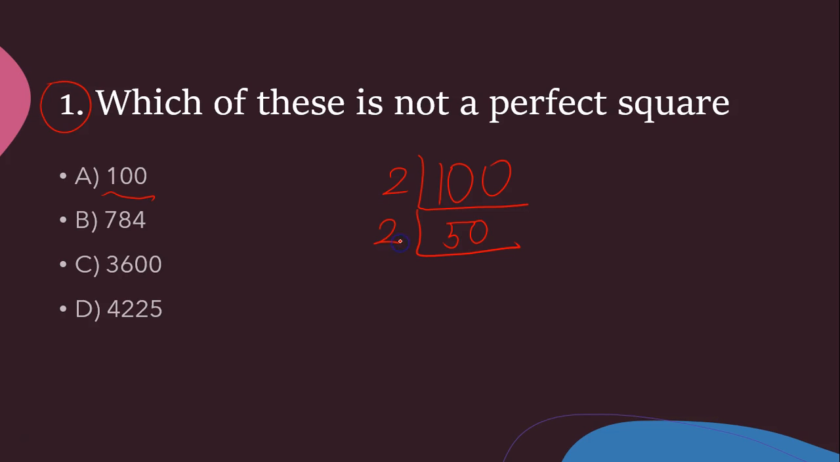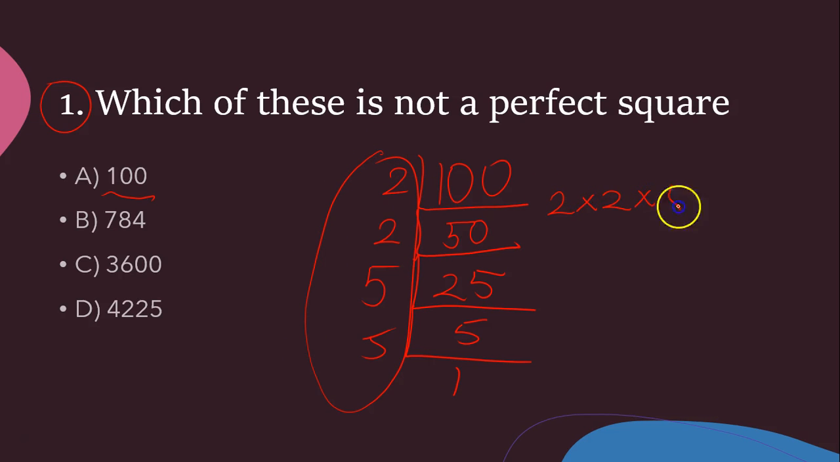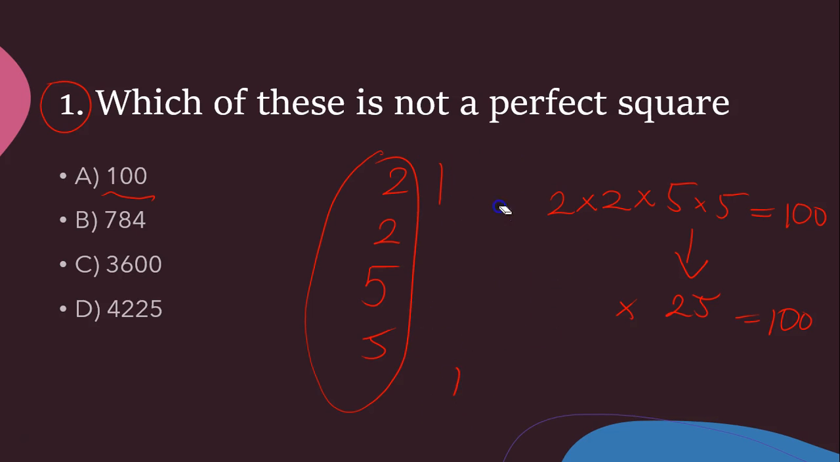Now I can see another 2, 25. I can see 5, and then 5 left, 5, 1. So as we can see, these numbers indicate that 2 times 2 times 5 times 5 equals 100. And we can check this as well. 2 times 2 is 4. 5 times 5 is 25. And 4 times 25 is 100. So it's correct.